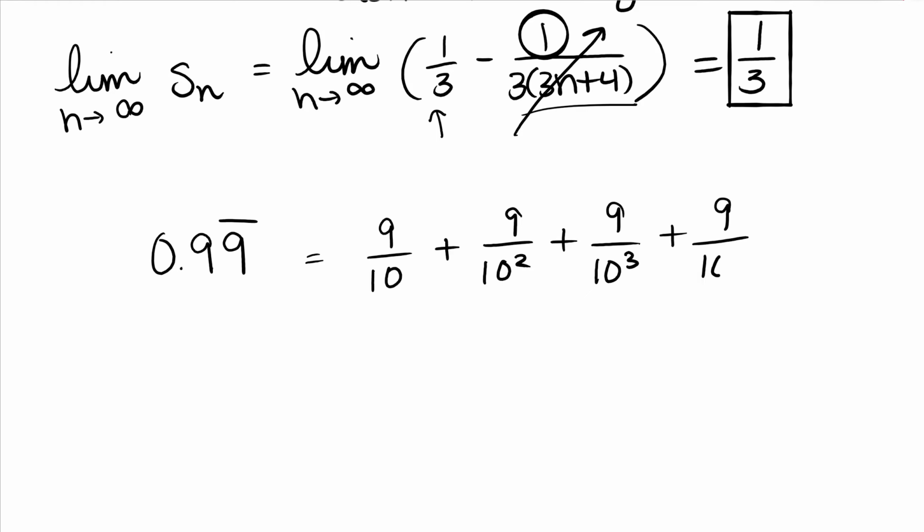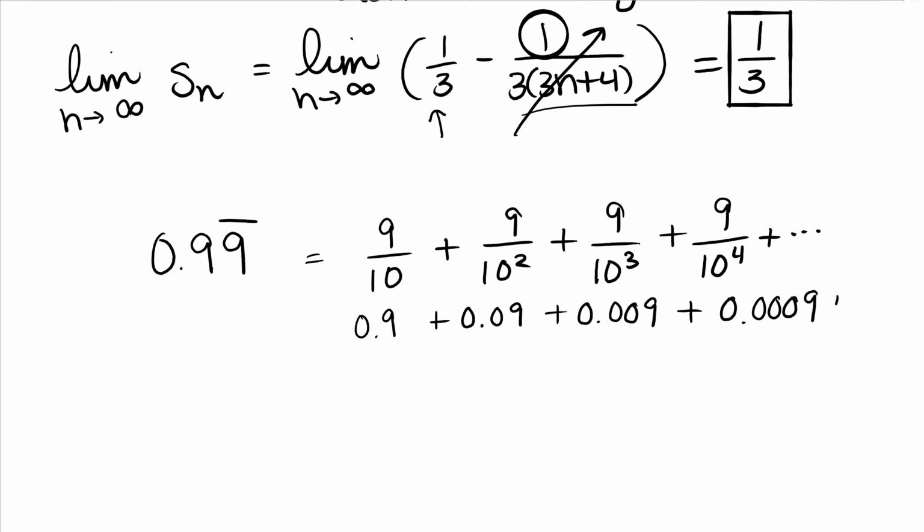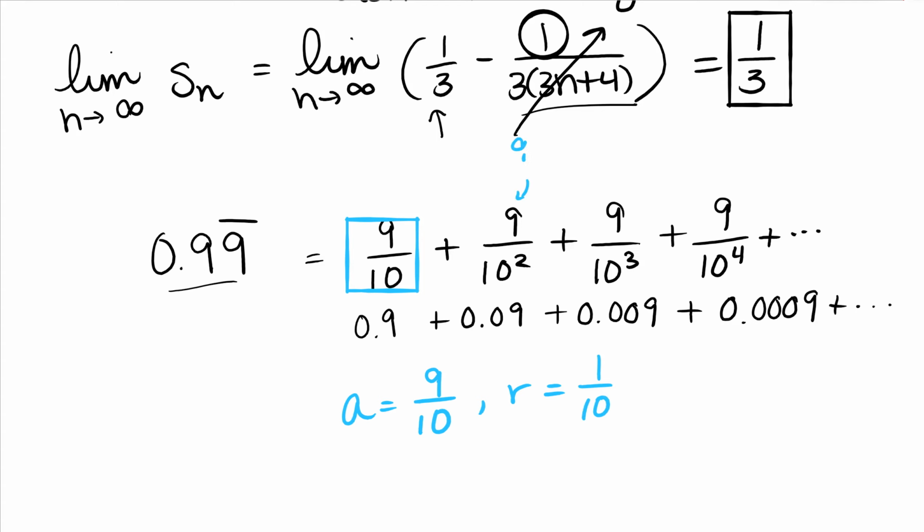Look at this. Everyone agree with that? This would be 0.9 plus 0.09 plus 0.009, plus 0.0009. So I hope you all agree that 0.9 repeating I could write as a geometric series. What is my geometric series? My A is 9/10. My R is going to be 1/10, because this guy right here is 9/10 times 1/10.